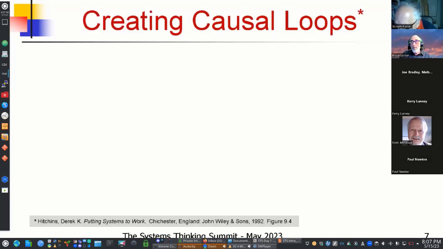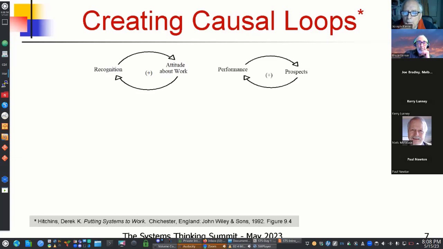So how do you create a causal loop? Carefully. Obvious answer. You look at some of the factors and you look for relationships between them. So in our morale example, we have recognition and attitude about work. When people are recognized, their attitude about work improves, they work better, so they get more recognition, positive feedback.